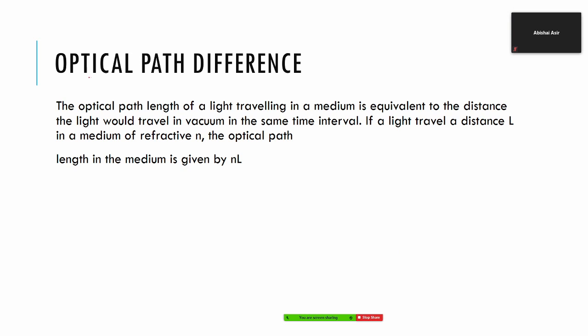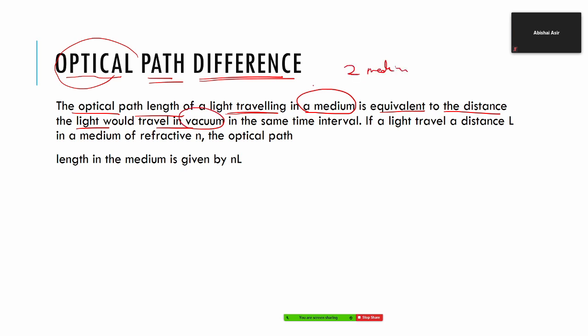One thing that is new to you is what we call the optical path difference. It actually means the path of the two lights is different. Optical path length of light traveling is defined as follows: the optical path length of light traveling in a medium is equivalent to the distance the light would travel in a vacuum. So there are two media: one is a medium, the other is a vacuum.